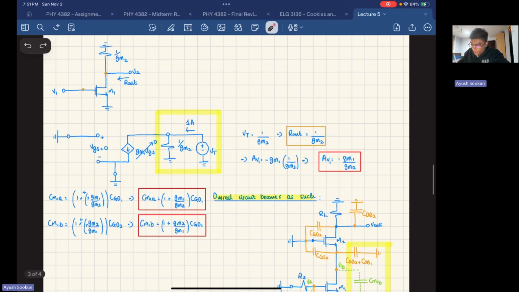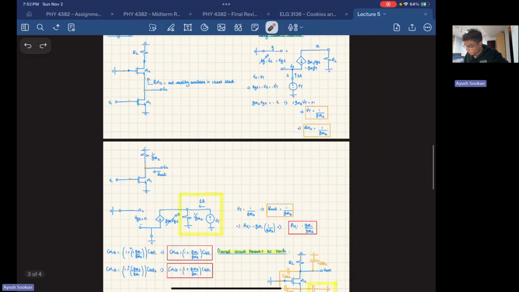Let's do that. The voltage of the gate is 0, and the voltage of the source is 0, so VGS equals 0. If VGS equals 0, then the current source here is equal to 0. So your circuit simplifies to this highlighted box right here, and VT is the voltage across this resistor. So VT equals 1 over GM2, so R out is 1 over GM2. That's pretty much it.